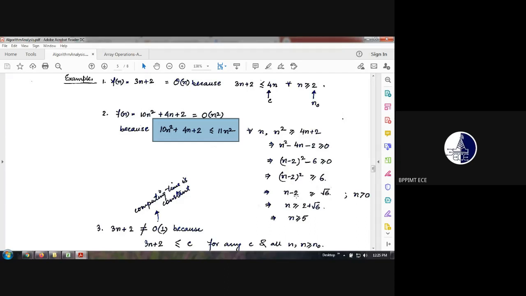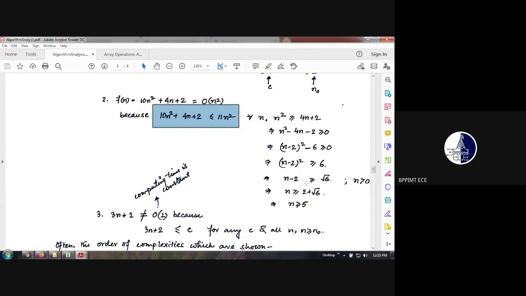So we will get n minus 2 greater than or equal to plus root 6, or less than or equal to minus root 6. Minus root 6 can't be considered because n has to be positive. So we take only this case, n greater than or equal to 2 plus root 6. What is the approximate value of root 6? It is 2 point something. So 2 plus 2 point something is 4 point something. So we can't say n greater than or equal to 4, but we can say n greater than or equal to 5.